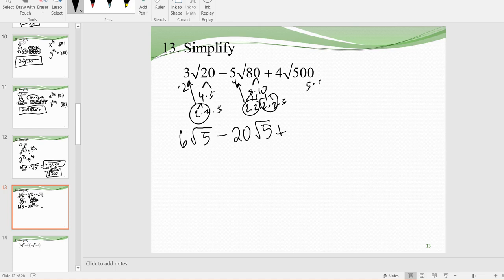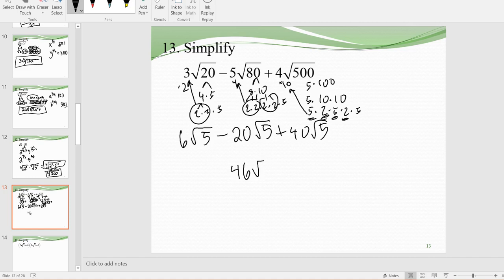5 times 100, 5 times 10 times 10, 5 times 2 times 5 times 2 times 5. What comes out? We got a pair of 2's, we got a pair of 5's, so a 5 and a 2 come out, that's like a 10 coming out. So we have 40 root 5. So now we have 46 square root of 5 minus 20 square root of 5, about 26 square root of 5.